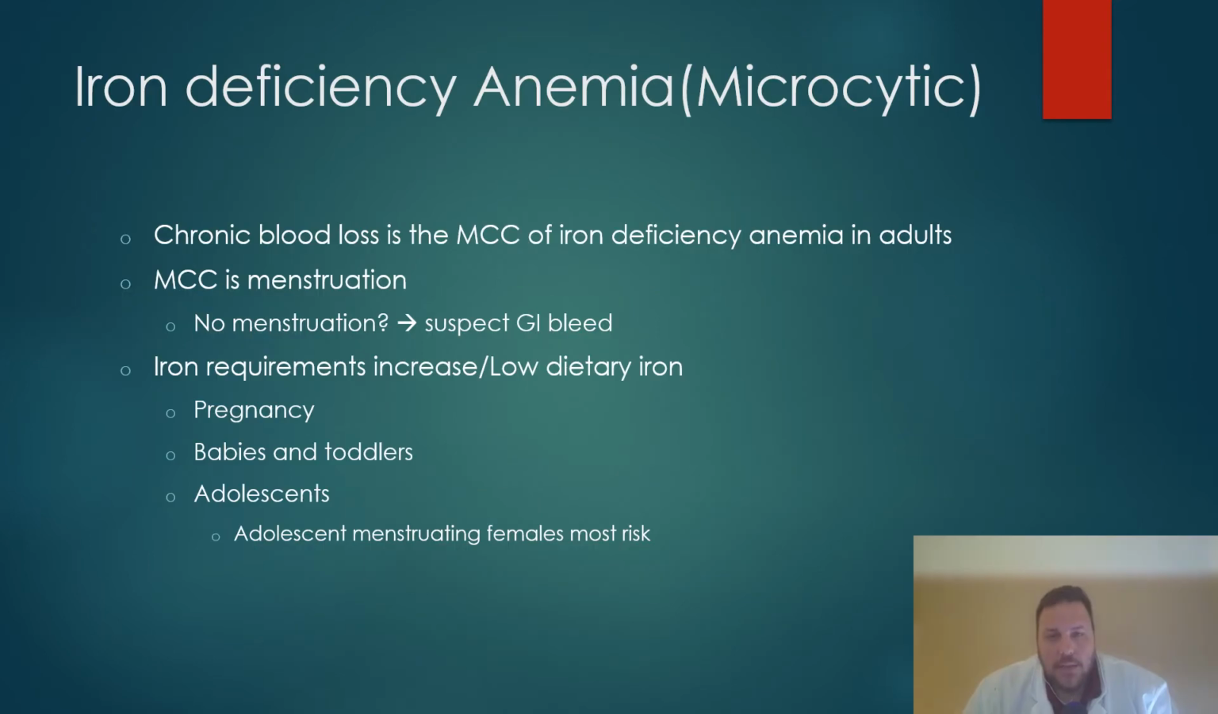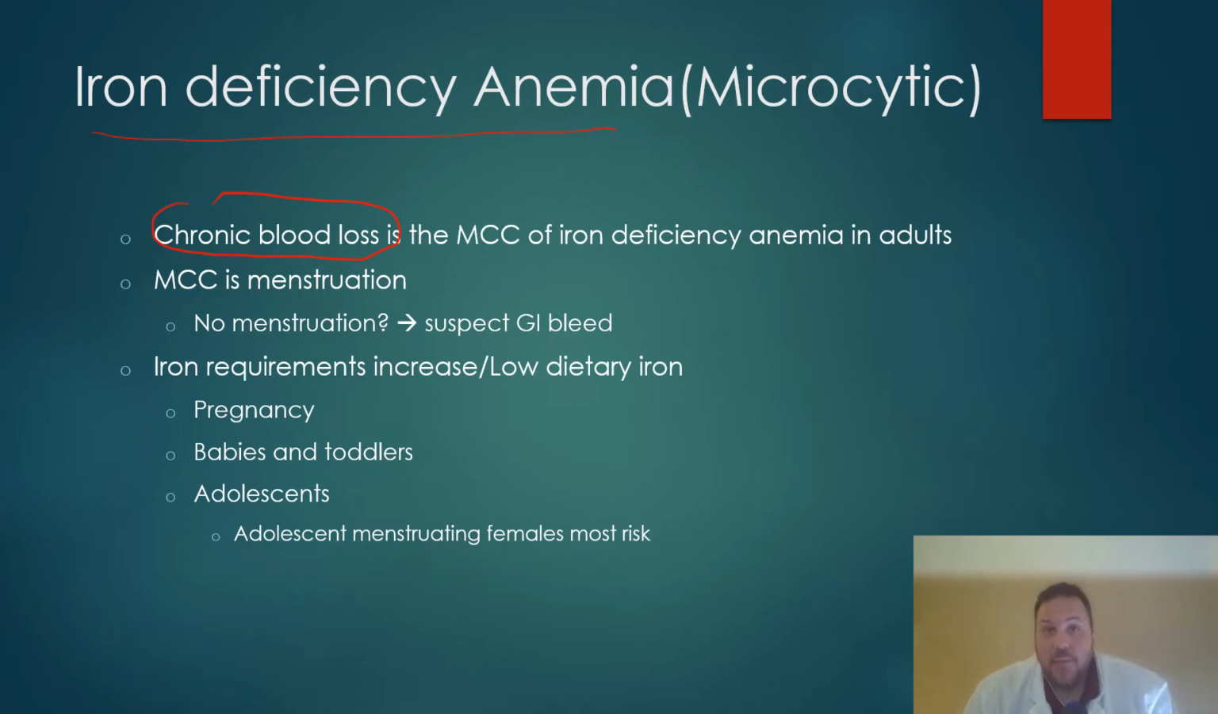Okay, so let's discuss microcytic anemias. And keep in mind these anemias have a mean corpuscular volume of less than 80. However, they have a normal red count. Iron deficiency anemia is the most common microcytic anemia. Its most common cause is chronic blood loss. Now, in which patients do we see chronic blood loss?